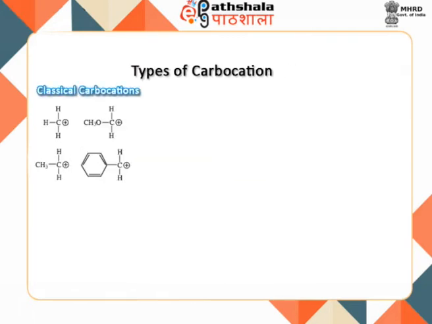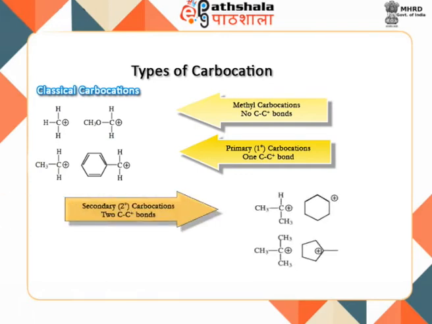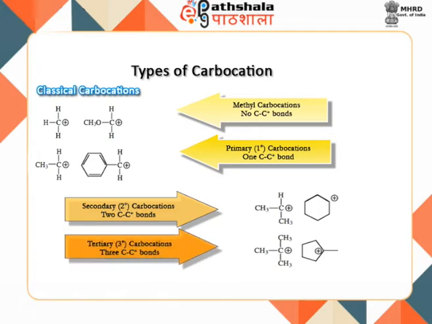You are already familiar with the methyl carbocation. Primary carbocations are those in which the carbon bearing the positive charge is attached to one carbon of an alkyl or aryl group. In secondary carbocations, the carbon bearing the positive charge is attached to two alkyl or aryl groups. In a tertiary carbocation, the carbon bearing the positive charge is attached to three alkyl or aryl groups.